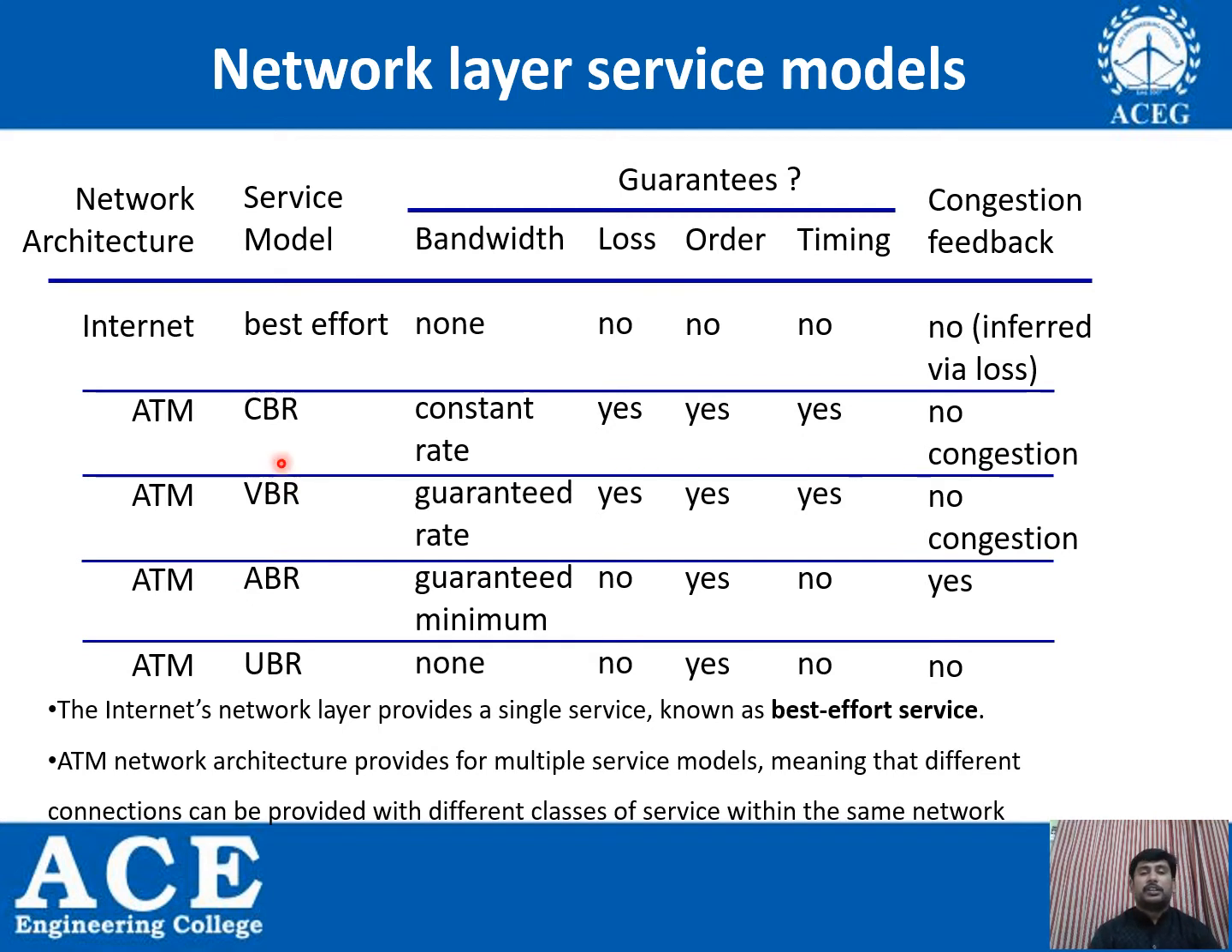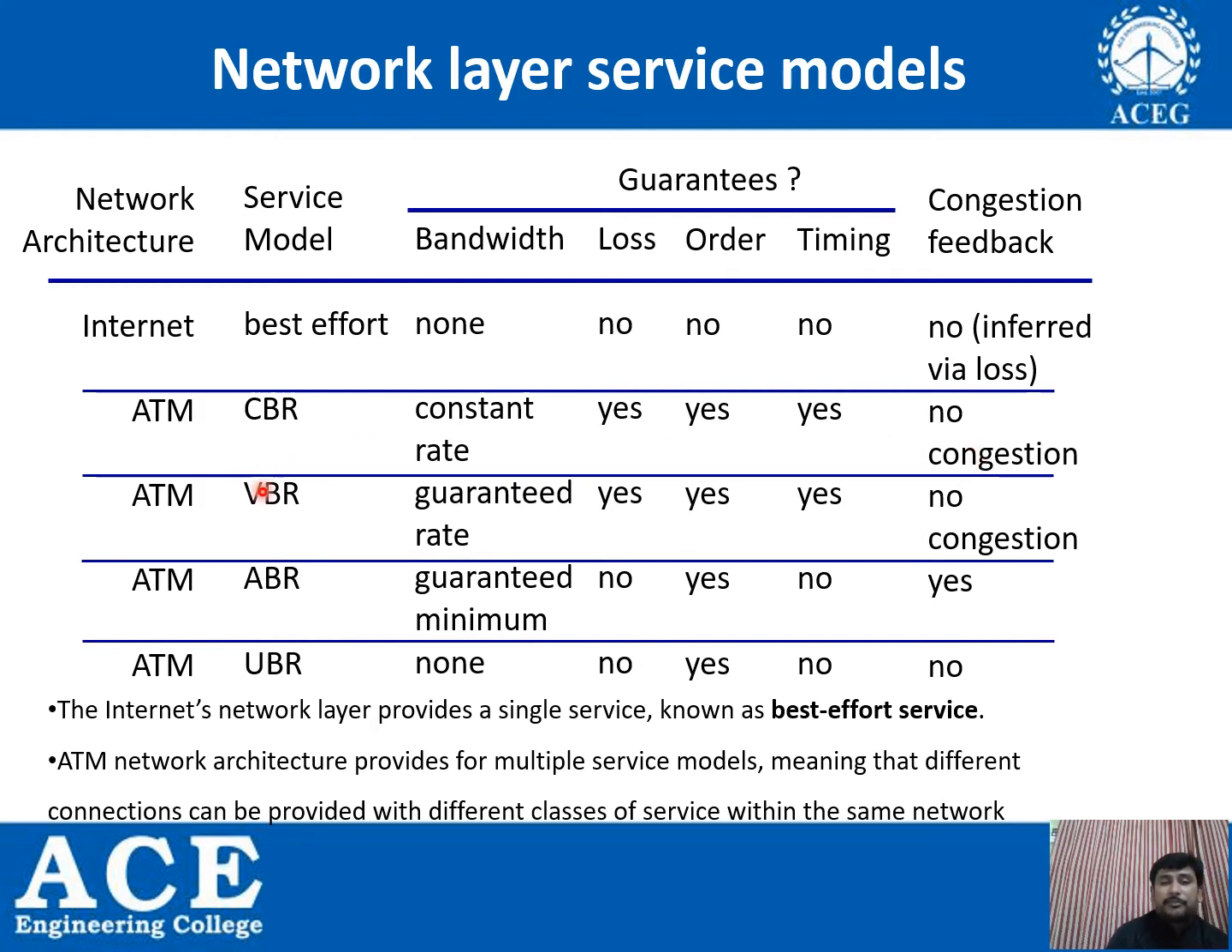The first one is called constant bitrate. Here, it's like a virtual pipe which is created, which is offering you a constant bandwidth, so you can get a constant rate. There may be a loss of packets because of some reason. The order will be maintained, because all the packets travel at a constant rate. There is an order in which they have been transmitted, and timing also we can get a guarantee. Congestion is less likely in this case, but still, if any congestion occurs, that will not be reverted back to the sender. So there is no congestion feedback in the case of ATM constant bitrate.